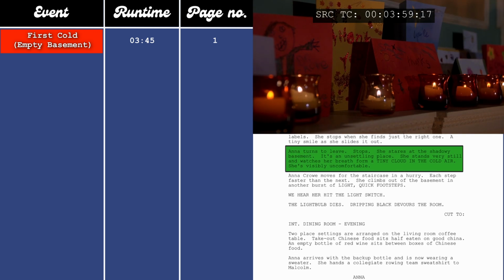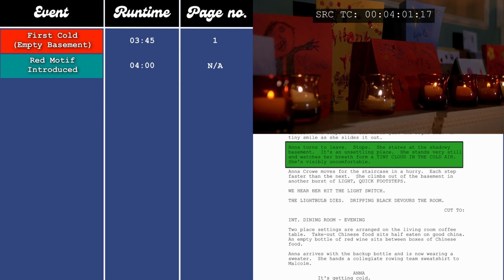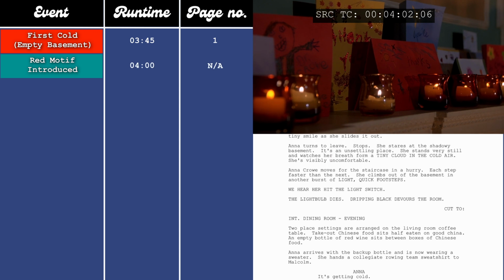This then leads to the first time the colour red is used in the film, at the 4-minute mark. Now, this isn't in the script, it's only in the finished film, but the colour red is used as a thematic motif to signal either death or if a ghost is present. There's a couple sections of dialogue here that appear in the script but are missing from the film that potentially give an insight into Malcolm's psyche and perspective.